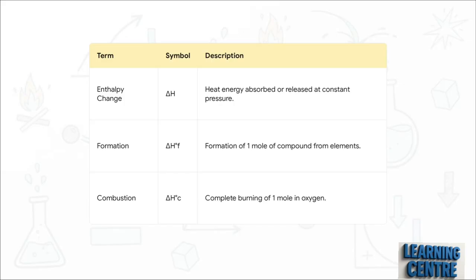Now, to use our hiking analogy, we're going to need a map with some pre-measured trails on it. In chemistry, these are our standard enthalpy changes. The two big ones you'll see all the time are the enthalpy of formation, that's the energy it takes to build 1 mole of a compound from its basic elements, and the enthalpy of combustion, which is the heat you get when you completely burn 1 mole of something. We're going to use these known paths to figure out our unknown one.